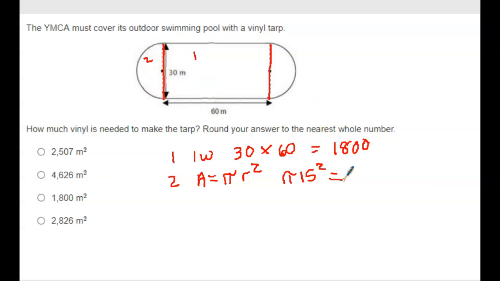So I'll go ahead and put that in my calculator and use 3.14 for pi. So I get 706.5 and then add 1800. And I get 2506.5, which rounded up to the nearest whole number would be 2507. So that's your answer right there.